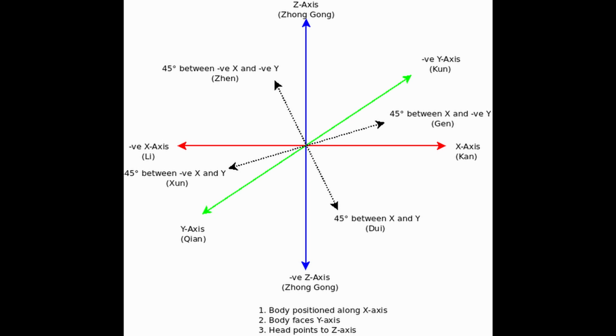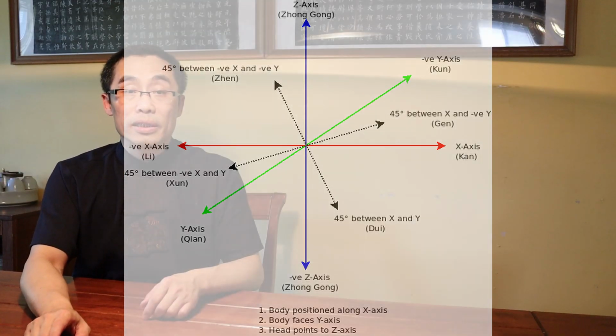the y-axis is 乾, the negative y-axis is 坤, the middle way between x and y is 兑, the middle way between negative x and y is 巽, the middle way between x and negative y is 艮, the middle way between negative x and negative y is 震, and the z-axis is 中宫, the middle palette, where force extends upward and downward. This is Bagua's 9-palette structure.